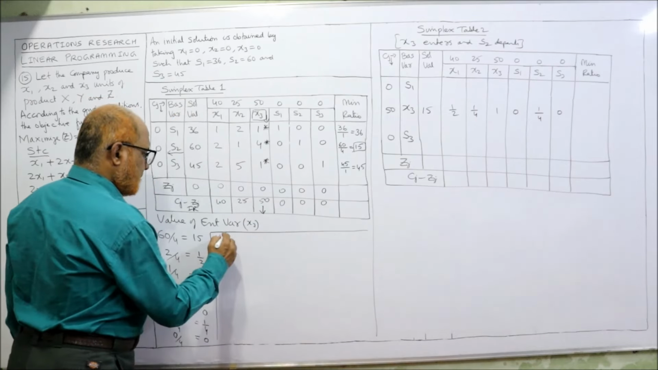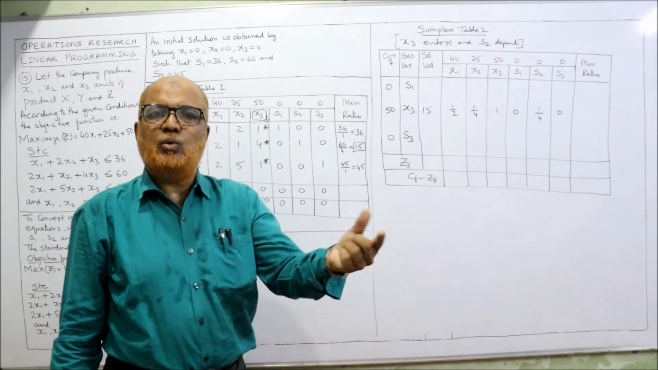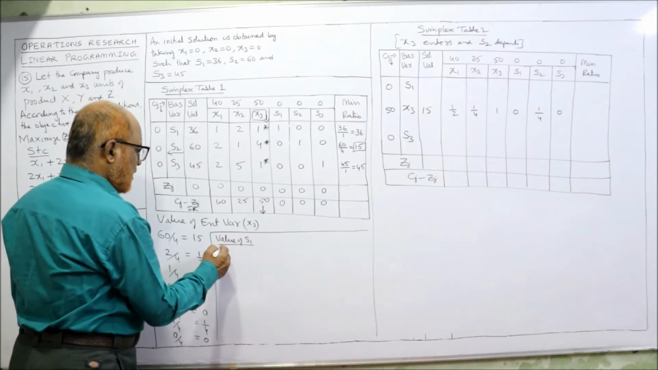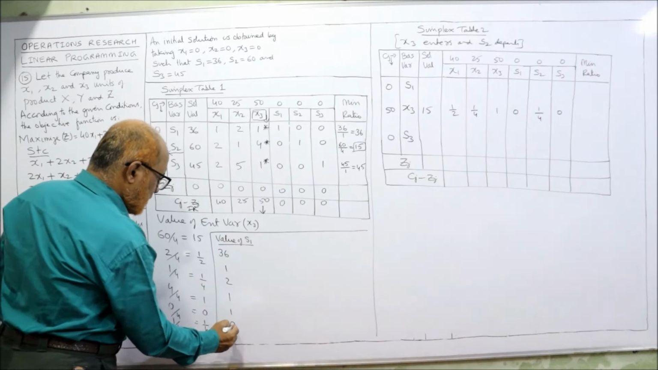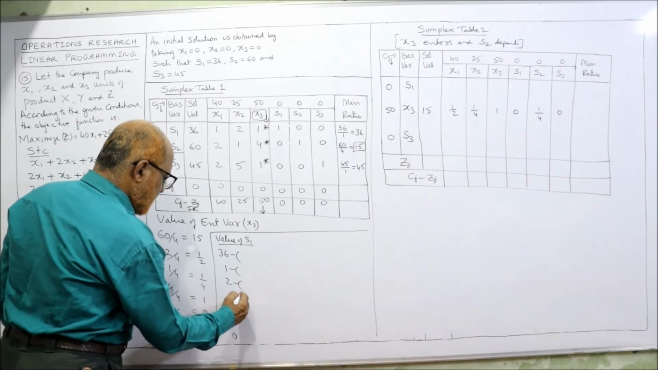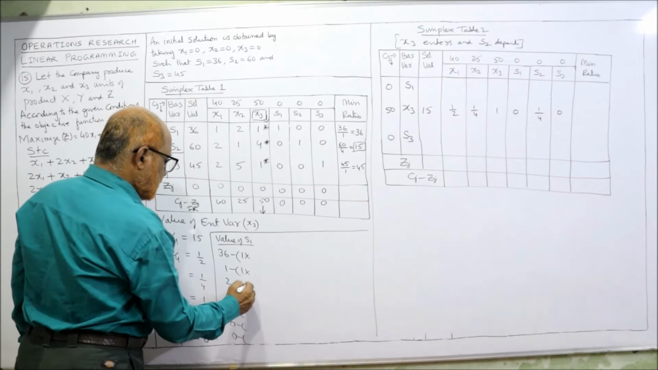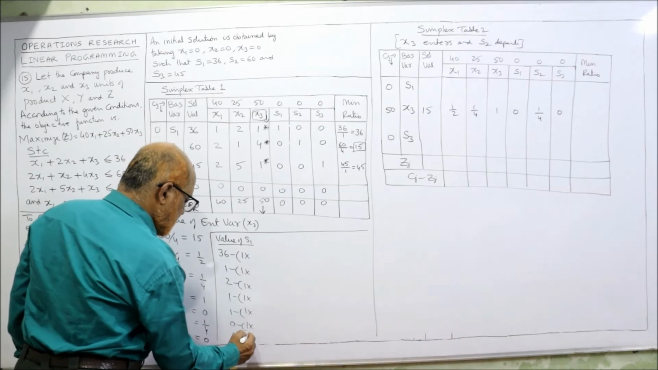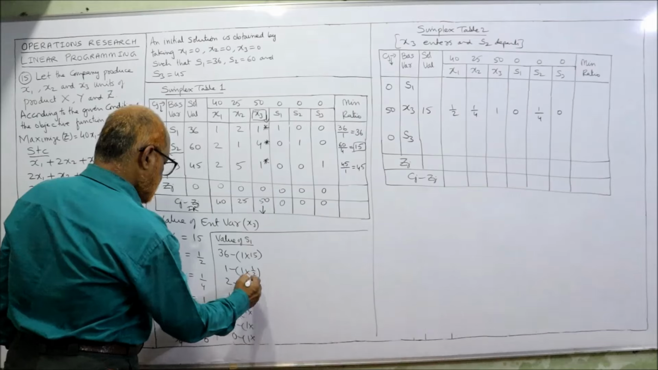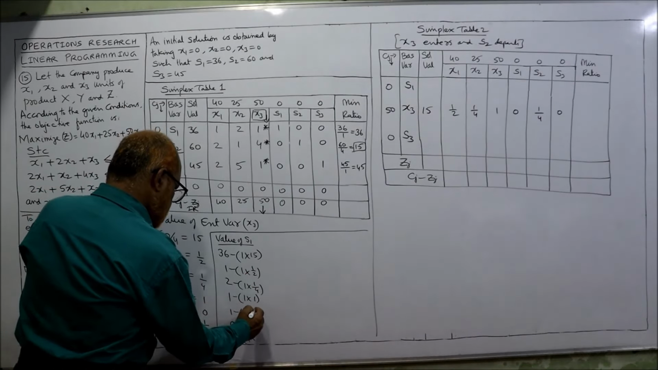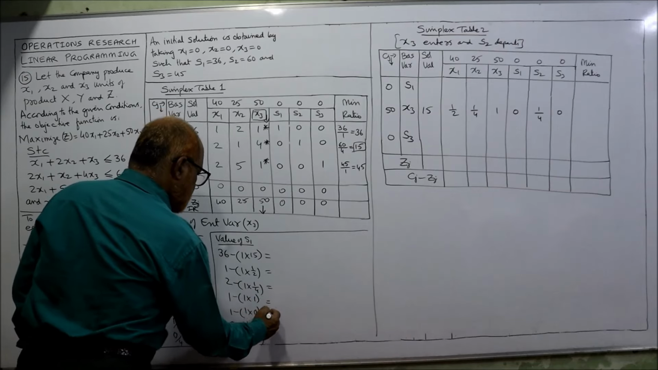Values of S1: old values of S1 minus intersectional element into entering variable values. The old values of S1 are 36, 1, 2, 1, 1, 0, and 0, minus the intersectional element of S1. What is the intersectional element? 1. 1 into the values of the entering variable: 15, then 1 by 2, then 1 by 4, then 1, then 0, then 1 by 4, and the last one is 0. Now we have to simplify it.